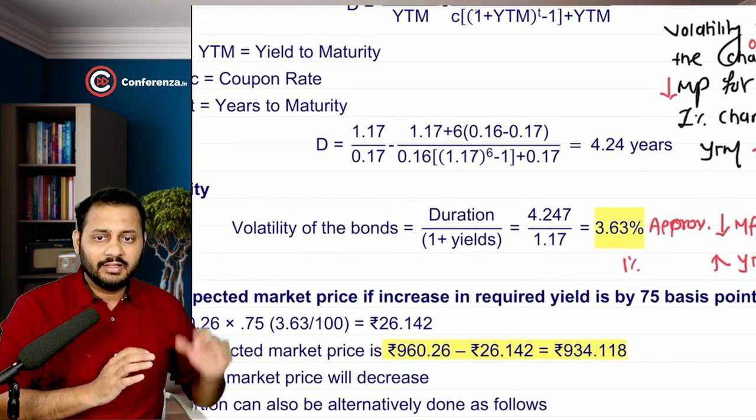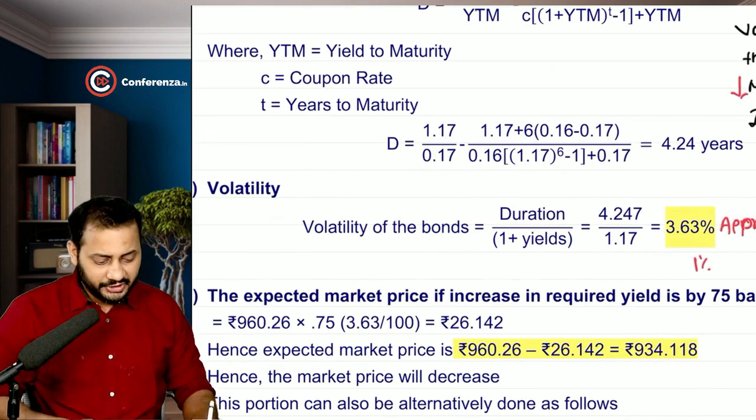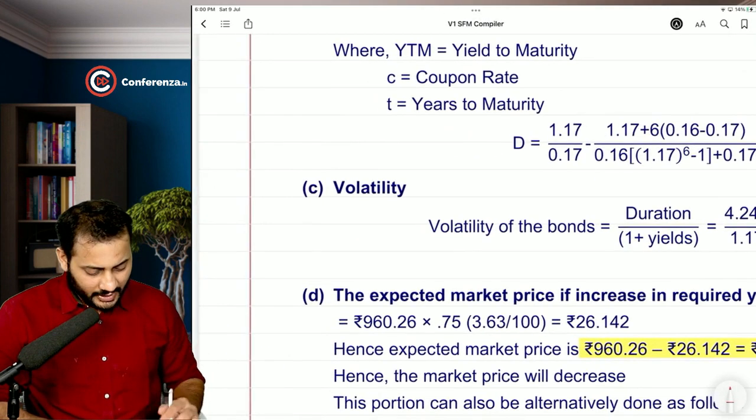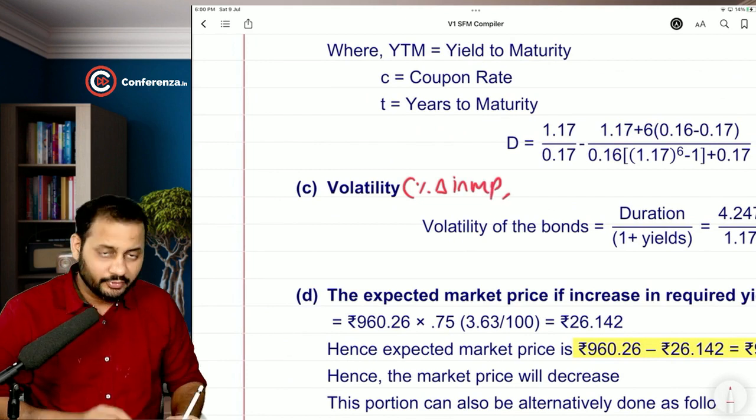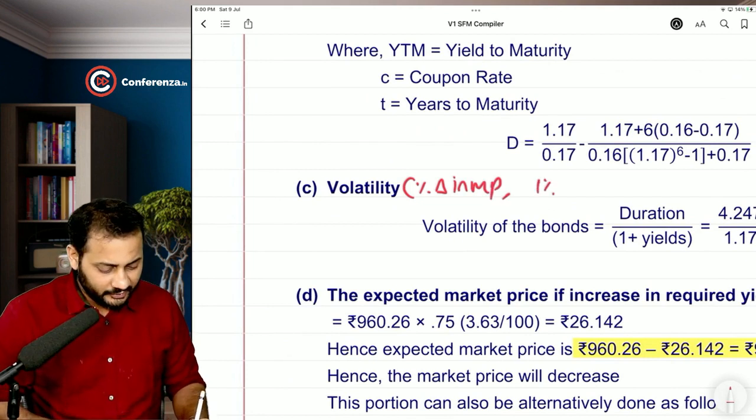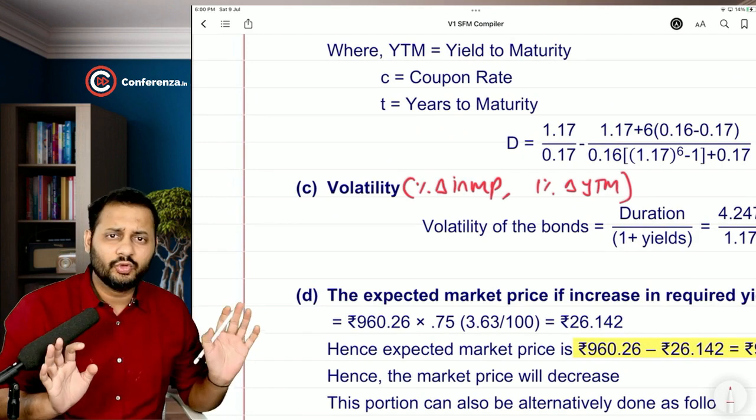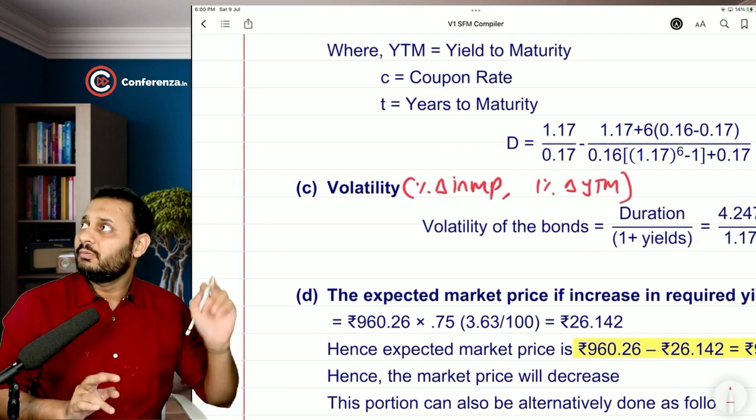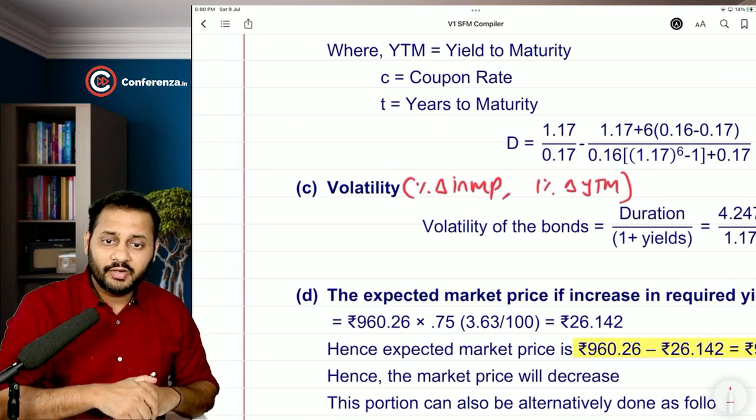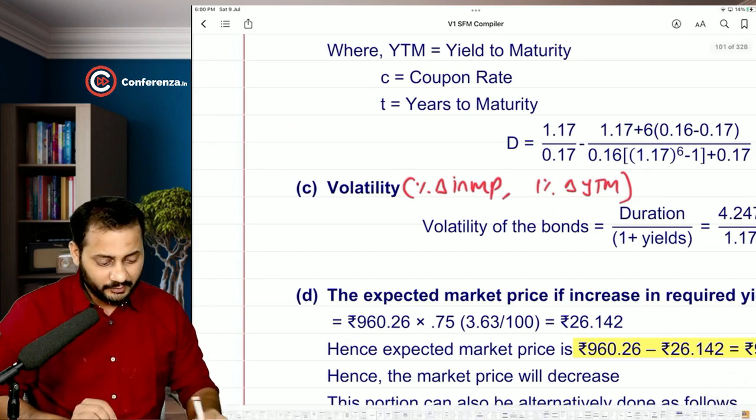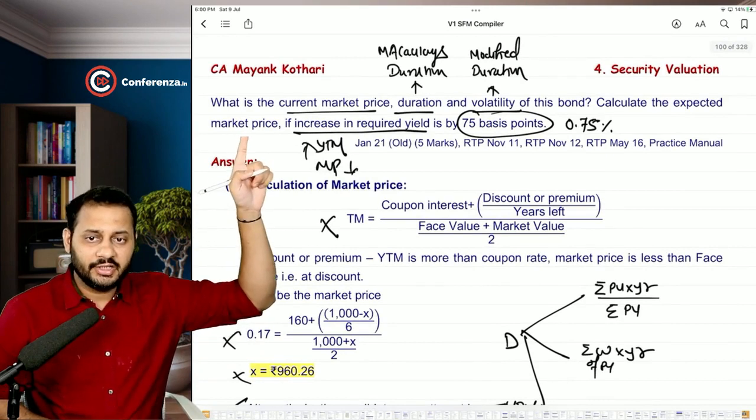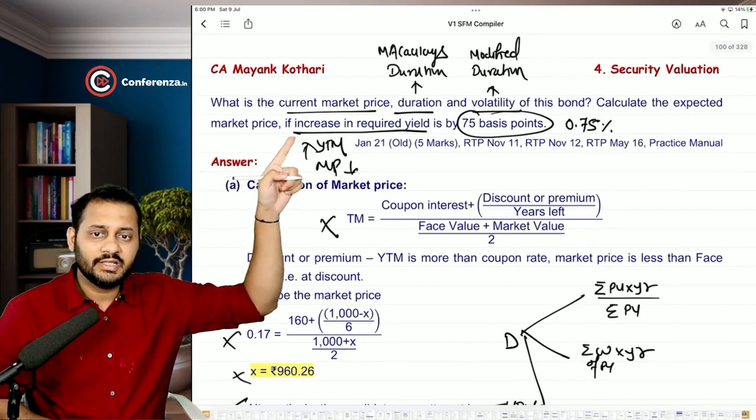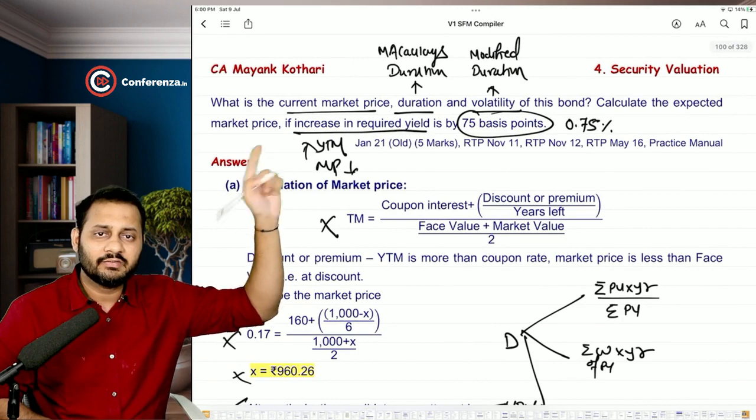So volatility means the percentage change in market price in the opposite direction for every 1% change in YTM. That is the sole meaning of it. And with the help of this third part, we are going to find out the answer for the fourth part, because the fourth part asks what will be the expected change in market price if the increase in required yield is by 75 basis points.